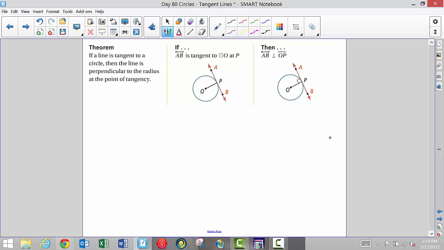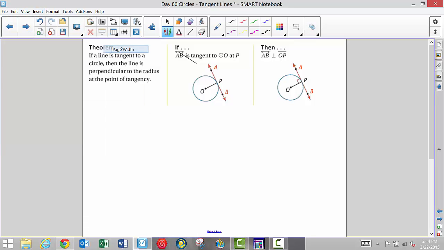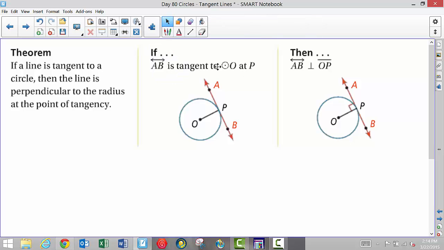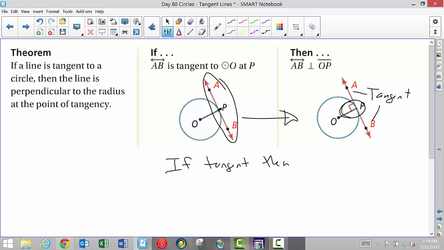So here's our rule. If a segment, line, or ray is tangent to a circle, then it's perpendicular to the radius. Here we have A to B. I know it's tangent because it touches the circle once and only once. Therefore, the intersection with the radius is perpendicular. So if tangent, then it's perpendicular to the radius. How do you know if it's tangent? Tangent is touch once.